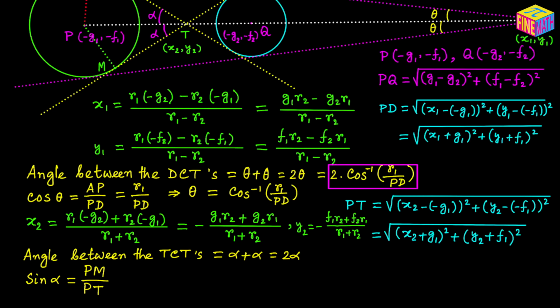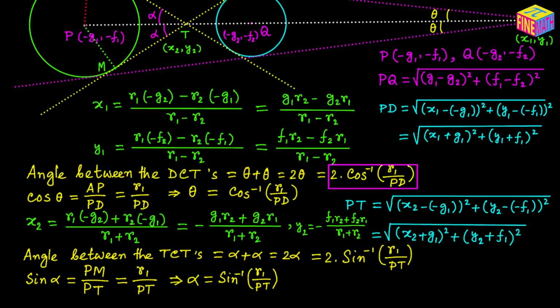Now what will be sine of alpha? If we simply look at the triangle PMT, then sine of alpha can be written as PM over PT, which is equal to r sub 1 over PT. We know the value of r sub 1. We have just calculated the value of PT. So then we can easily calculate the value of sine of alpha. And from here we can say then alpha will be equal to sine inverse of r sub 1 over PT. That means 2 times alpha will be equal to 2 times sine inverse of r sub 1 over PT. So that is the angle between the transverse common tangents. I hope things are clear up to this point.